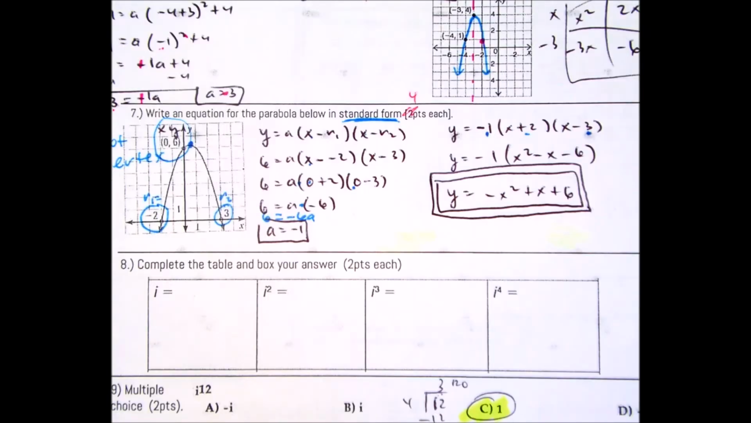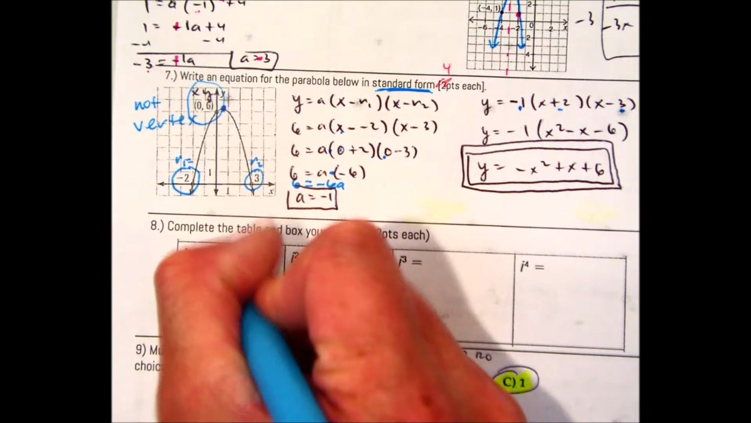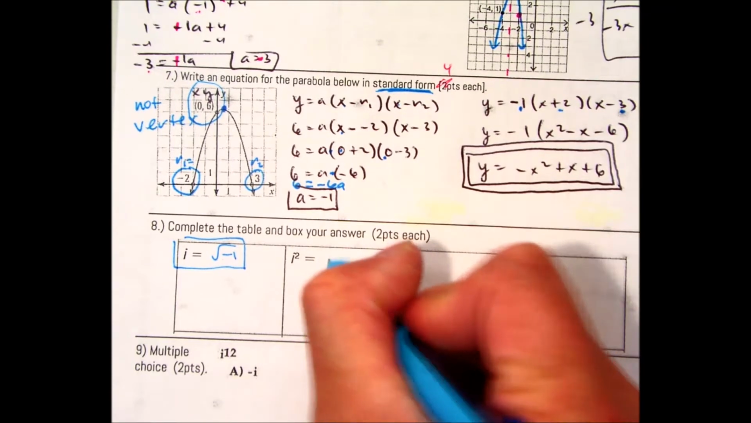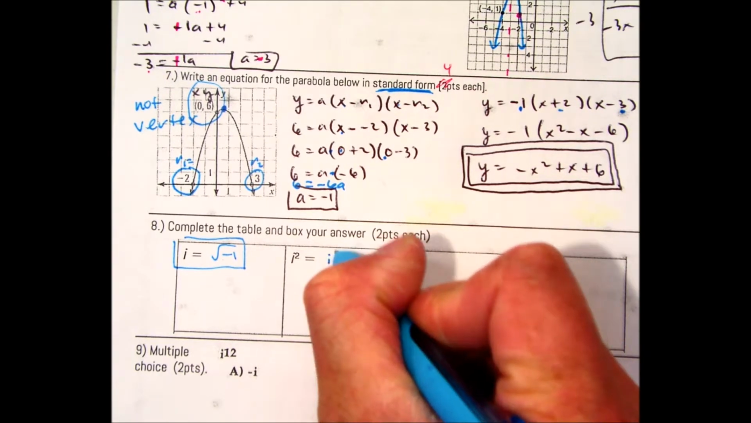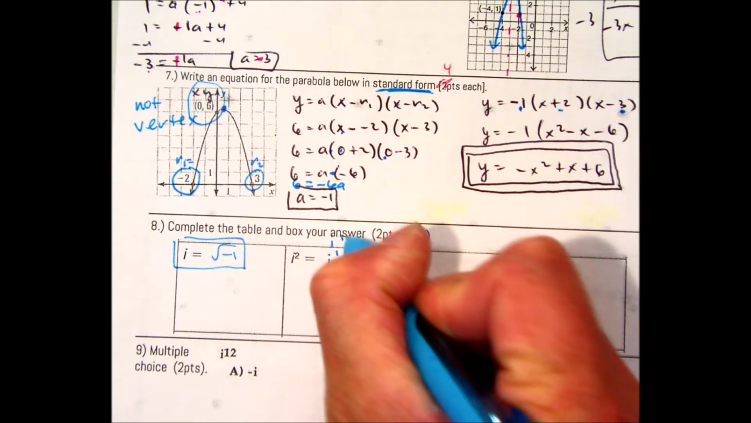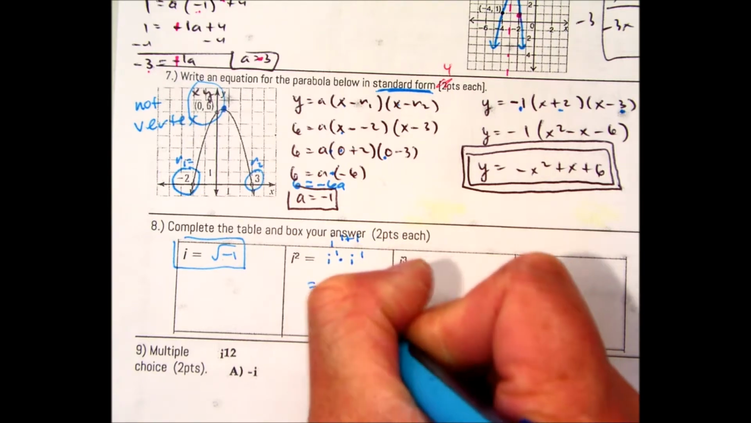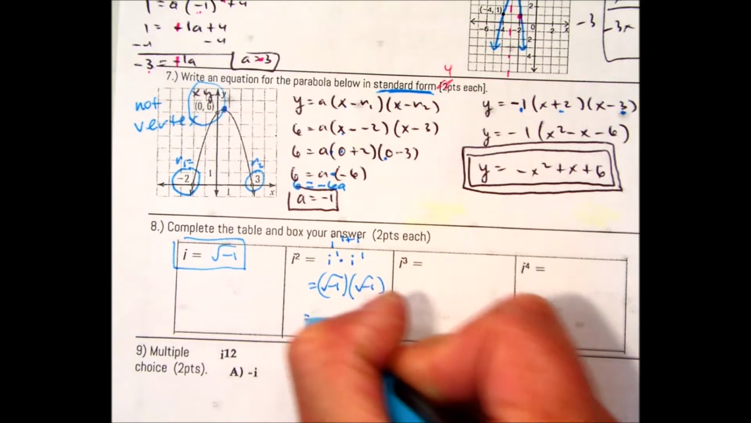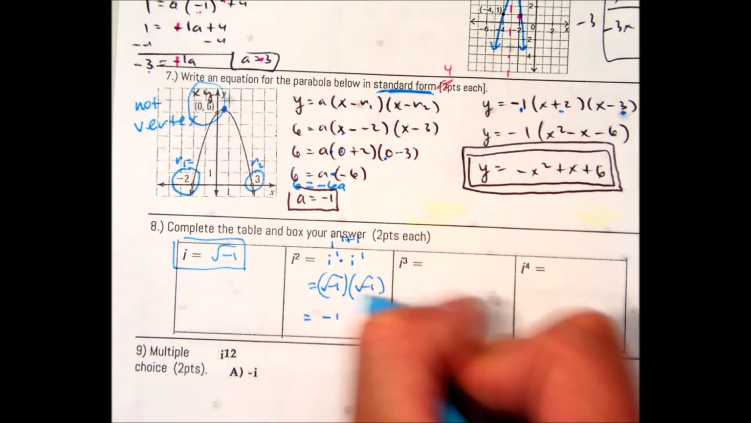Question number 8, these were each 2 points, so quite a bit of credit. i is equal to the square root of -1, don't forget to box your answers. i squared is equal to i times i, because it's really i to the 1 plus 1. So i is the square root of -1 times the square root of -1. And this will just equal -1 because the pairs come out.